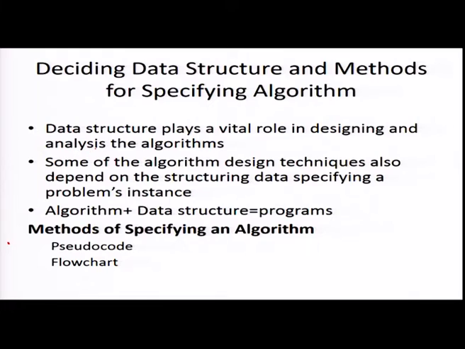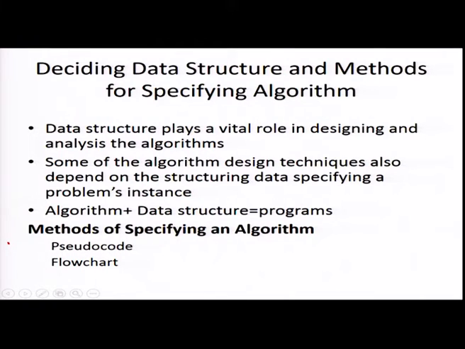Some of the algorithm design techniques depend on structuring the data, specifying a problem's instance. Here the structured data is given in such a way that it specifies the problem instance. What is a program? A program is a summation of algorithm and data structure. You call it a program.